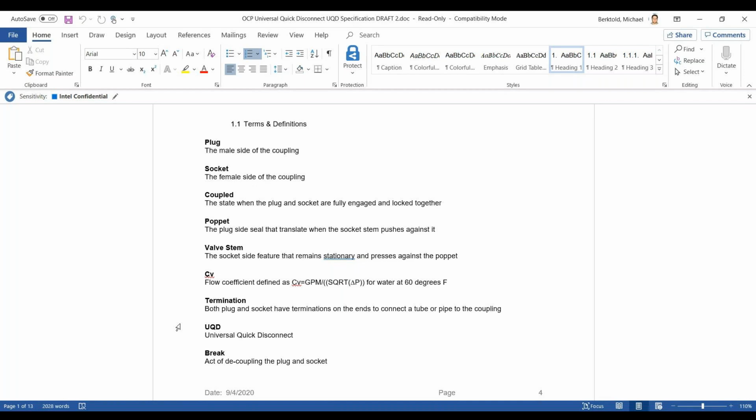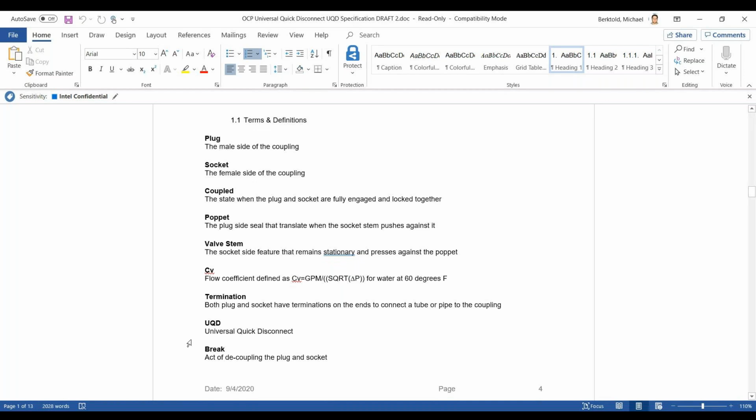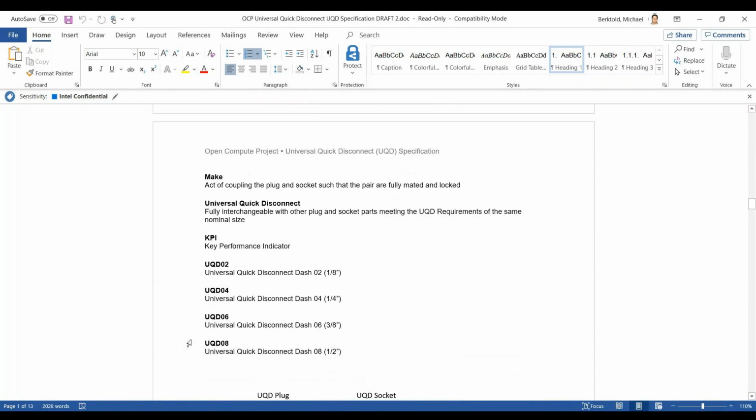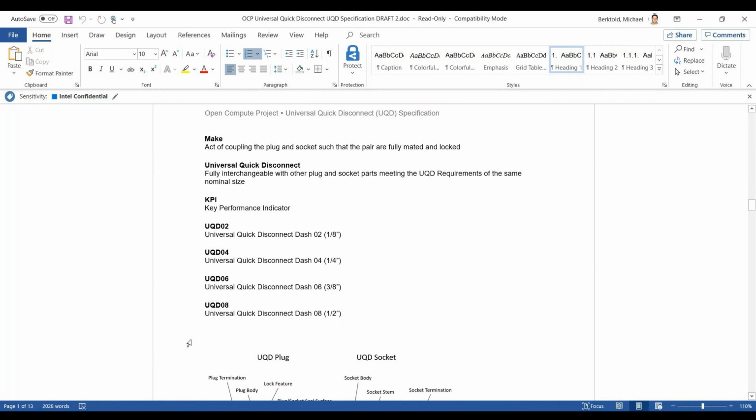UQD, which I do refer to often, Universal Quick Disconnect. Break is the act of decoupling the plug and socket. Go ahead and scroll down. Make is a term I commonly hear. It's the act of coupling the plug and socket so they're fully mated or locked together. Universal Quick Disconnect means fully interchangeable with other plugs and sockets that are made to this specification and of the same nominal size, of course.